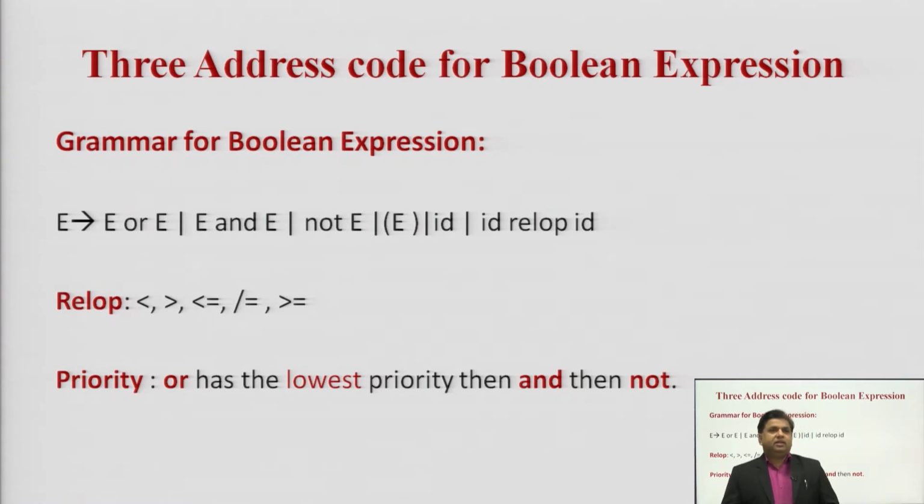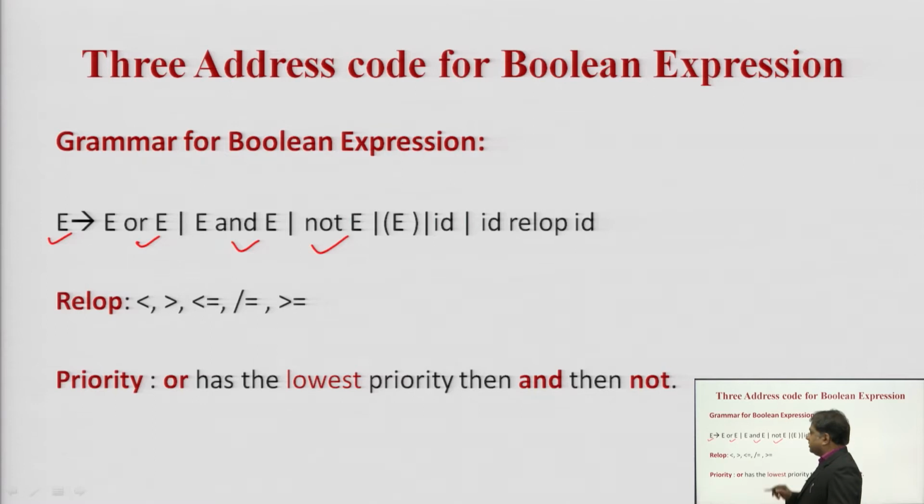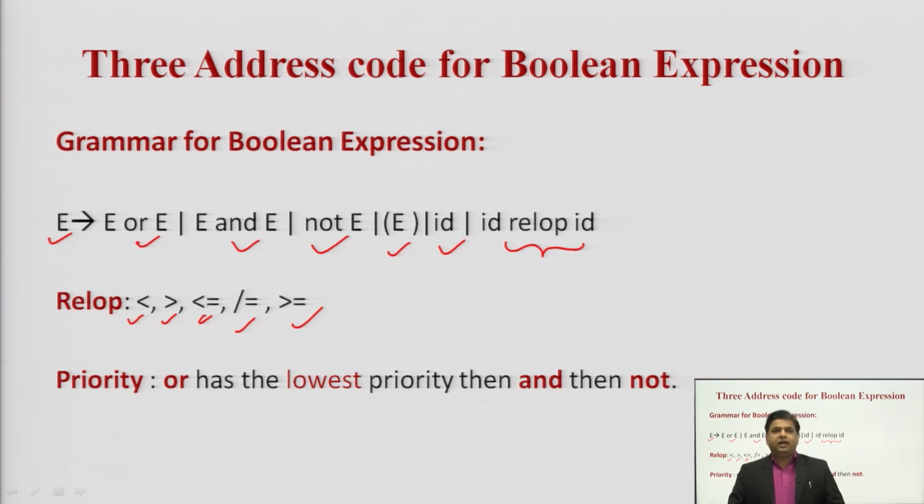So, let us consider the grammar for the Boolean expression: E derives E or E, that is the OR operation; E derives E and E, the AND operation; E derives NOT E, that is a NOT operation; E derives parenthesis E; E derives ID; and E derives ID relational operator ID, right. The relational operator may be less than, greater than, less than or equal to, not equal to, greater than or equal to, right. So, what is the problem with this type of expression, whether this is a relational operator or it is a Boolean expression.